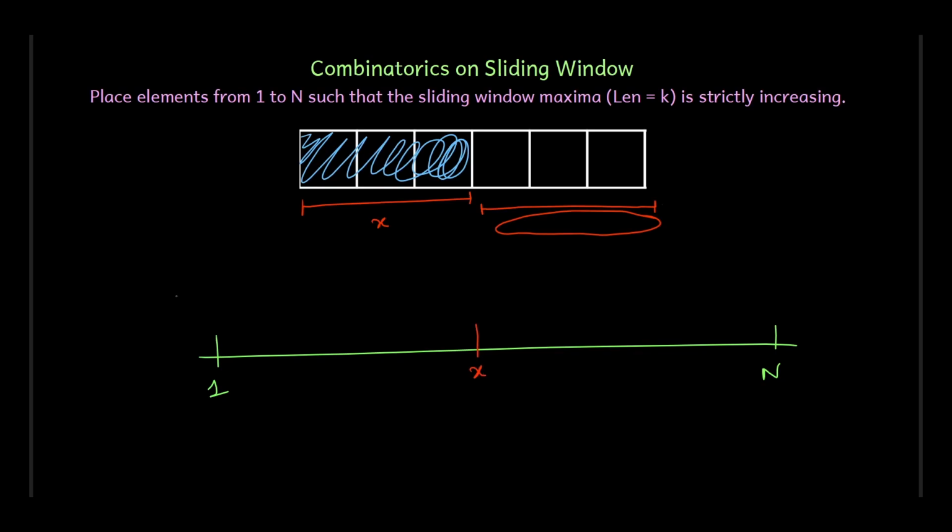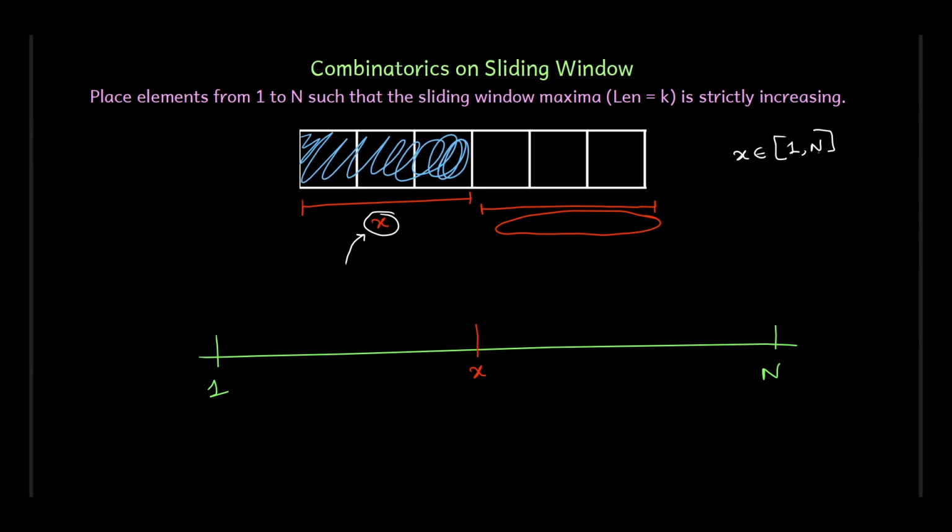Since we have to place numbers from 1 to n and nothing is placed yet, we don't know what the maxima of the first window is, because all the elements of the first window are special. So what can we do? We are not aware of the maximum of the first window, but all possibilities can be considered by varying x from 1 to n, because x could be any number between 1 to n.